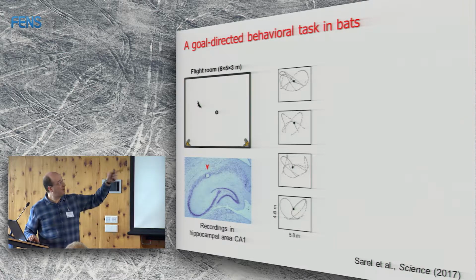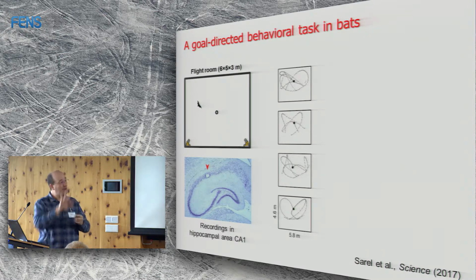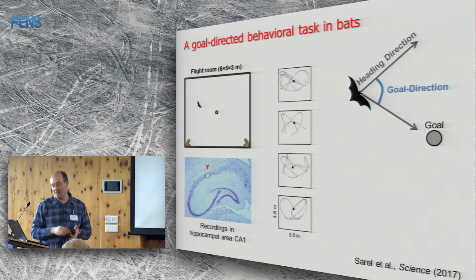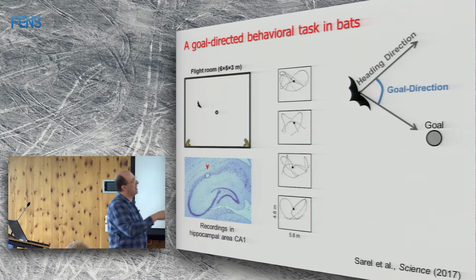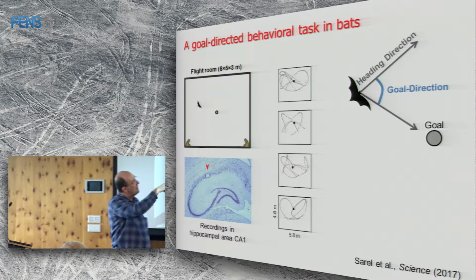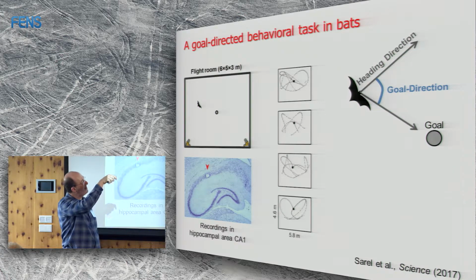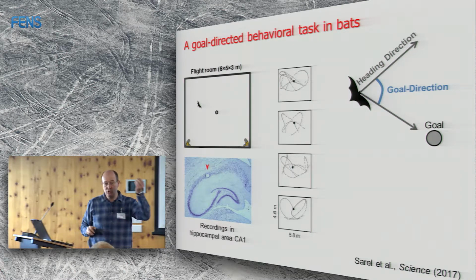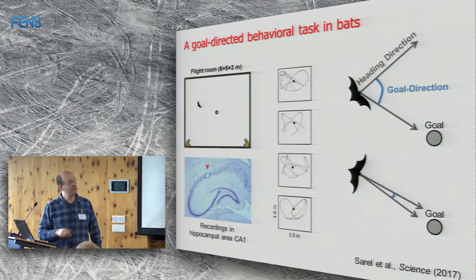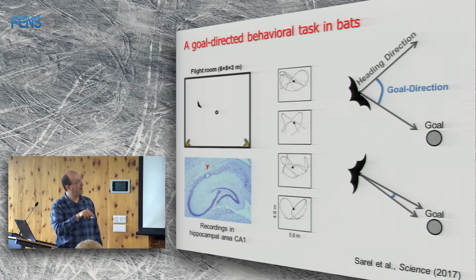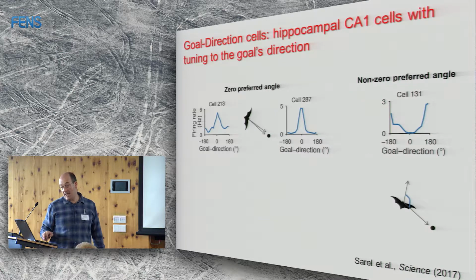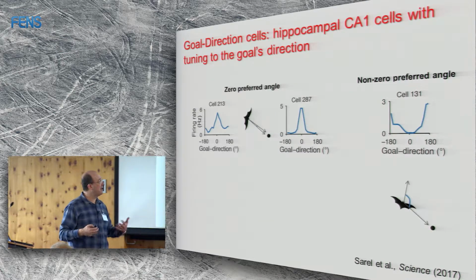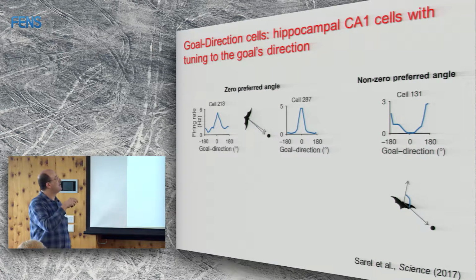Anyway, importantly, they're doing these complex flight trajectories, which means they approach the goal from various directions, spanning all possible angles. Then we can ask a question: if this is the direction to the goal, and this is the heading direction of the bat, we can define this angle, the goal direction angle, and ask, are neurons tuned to this variable, to this angle relative to the goal? If the bat is flying towards the goal, then the goal direction angle is close to 0. And then, surprisingly enough, in the hippocampus, in CA1, Ayelet found neurons that are tuned to this variable.